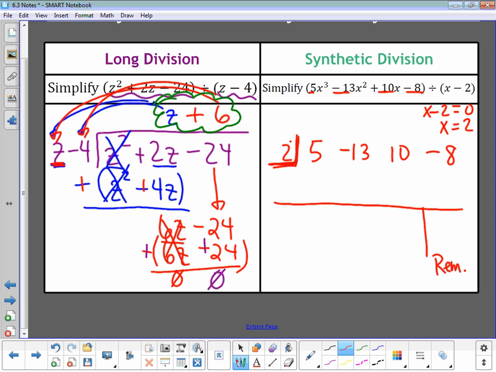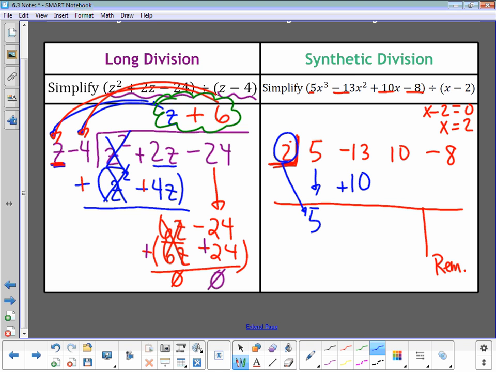Now here's how synthetic division works. The first number, the first coefficient, the 5, always drops down, and it just stays a 5. So my first number is going to be a 5. Now I'm going to multiply and add, multiply and add, multiply and add. I take my number outside, multiply it by the 5, and put my product up here. So 2 times 5 is 10. It goes underneath the negative 13. And then I add those together.